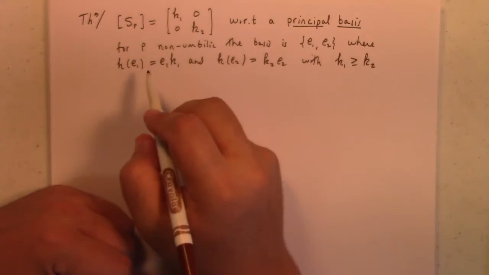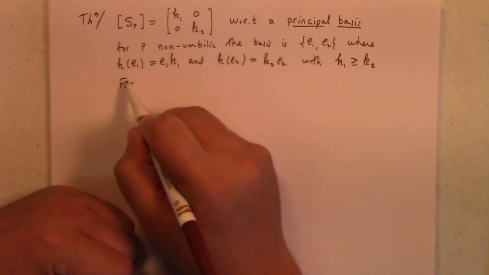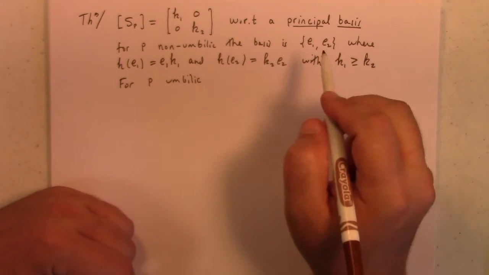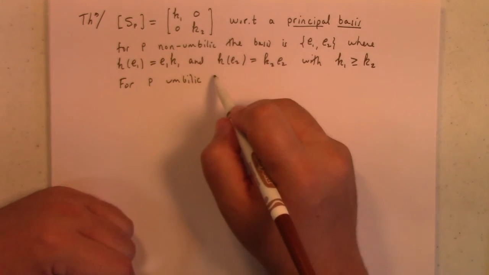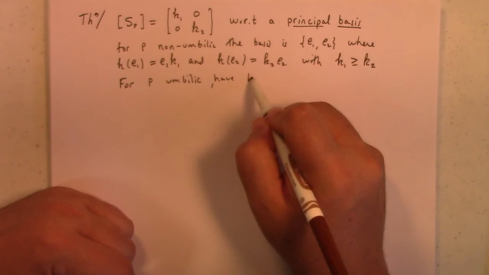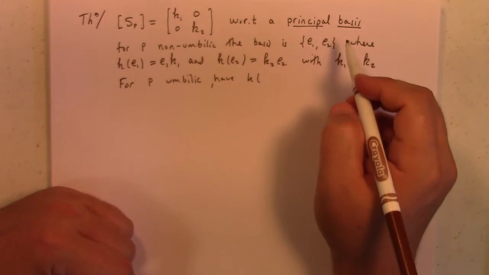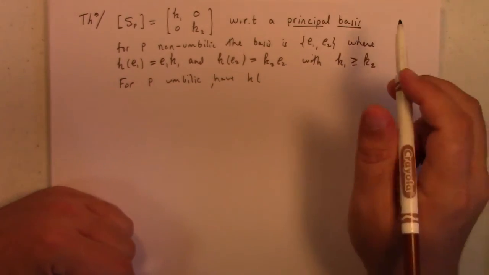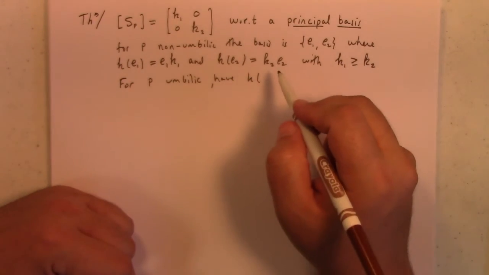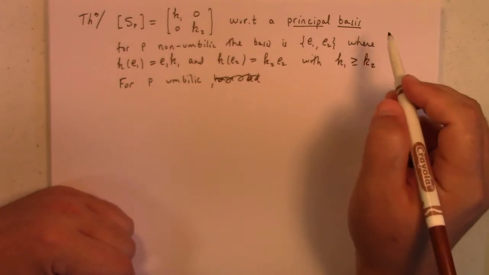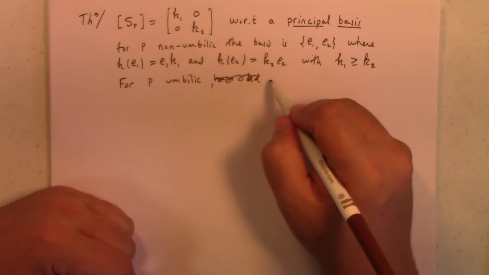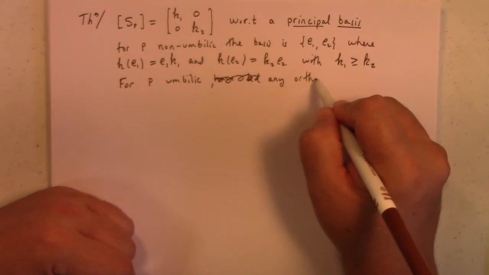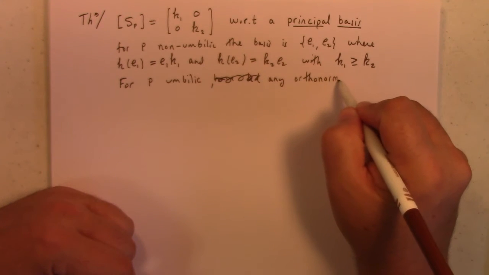And then for p umbilic, if it's umbilic, you can choose any basis. Well, for p umbilic, any orthonormal basis will do.